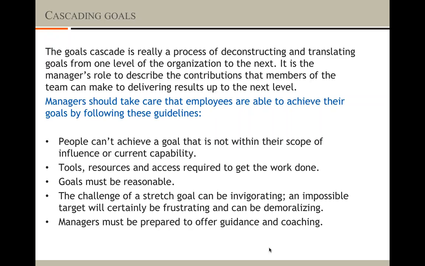If you're into marketing and you're asked to develop code, then that is totally an unrealistic thing for you to do. So managers should not try to burn out employees by giving them a goal for which they don't really have the skill set.